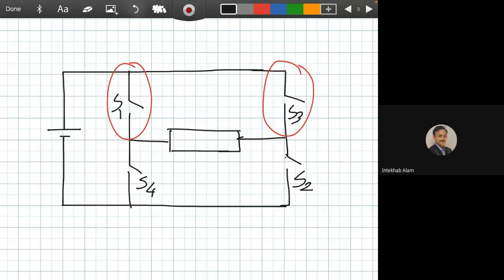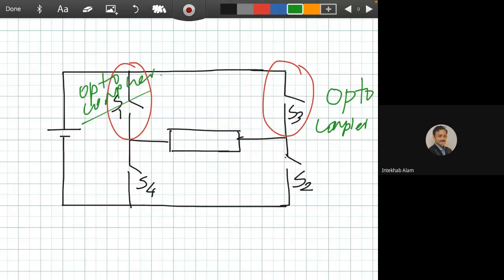So we need two ground isolation circuits and the synchronization circuit also. So we have to use an optocoupler in here and another optocoupler in here, and you have to complete the circuit. It is your homework.